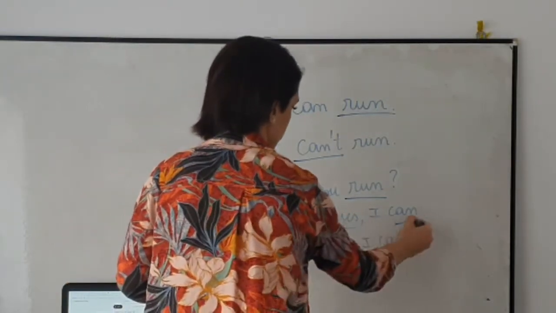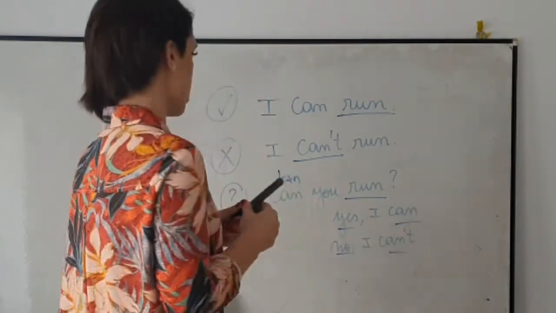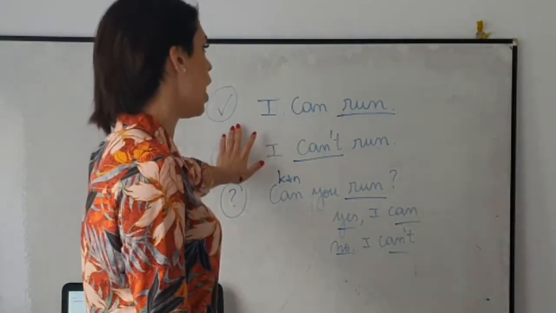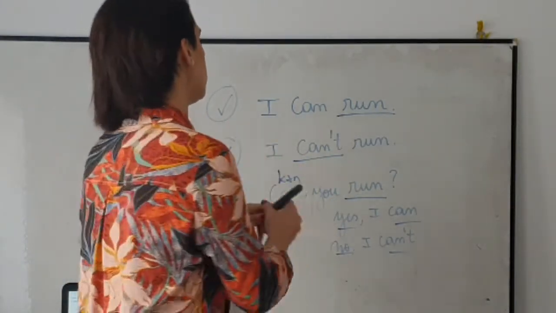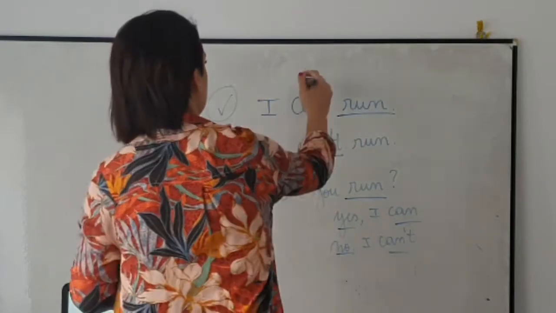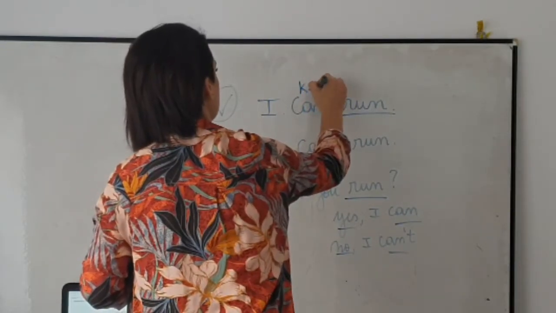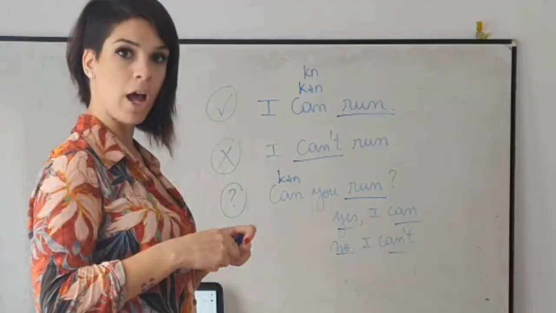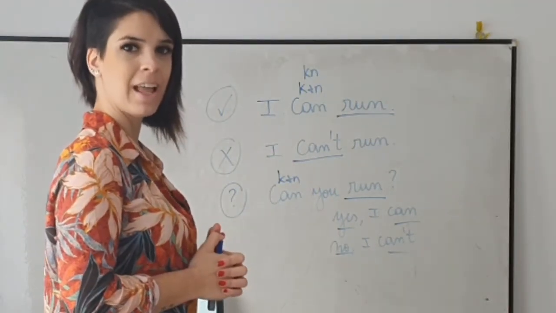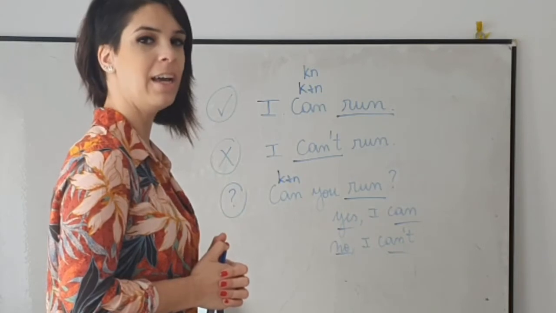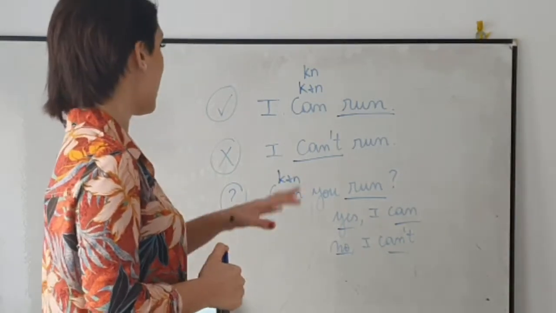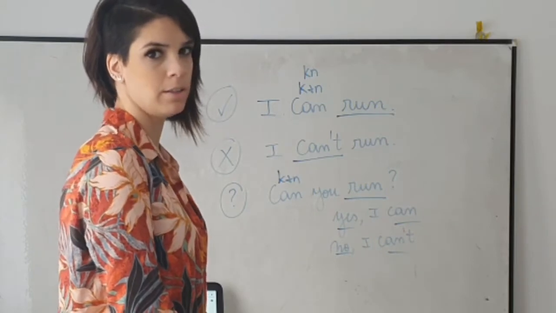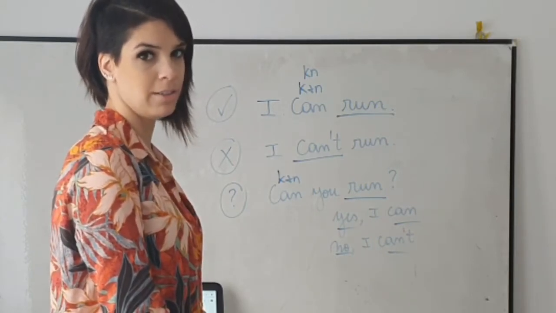And here you stress both. Okay, so attention. Listen and repeat. I can run. So see that I don't say can, I say can. I can run. And the negative, I say, I can't run, I can't run, okay?